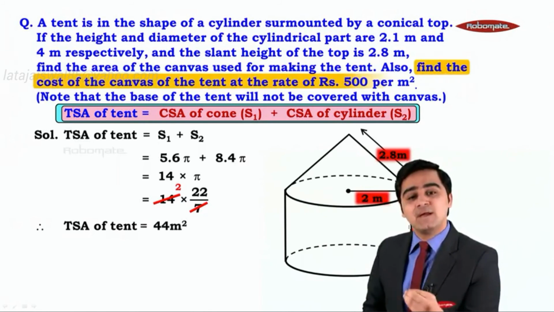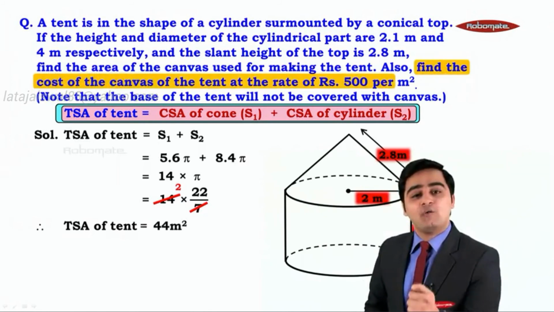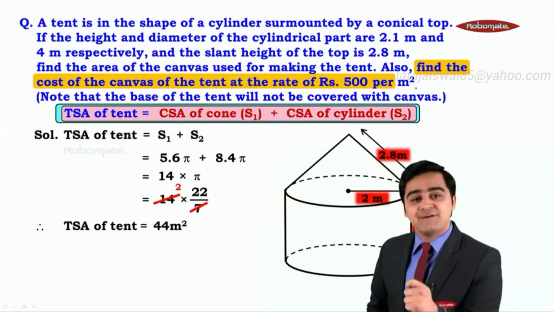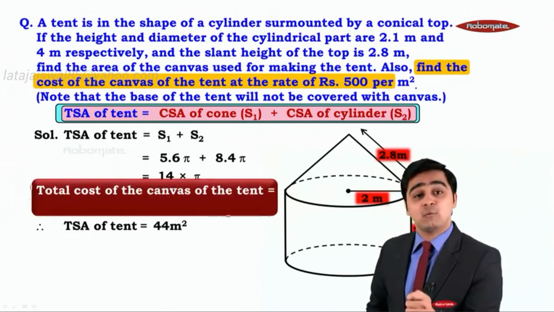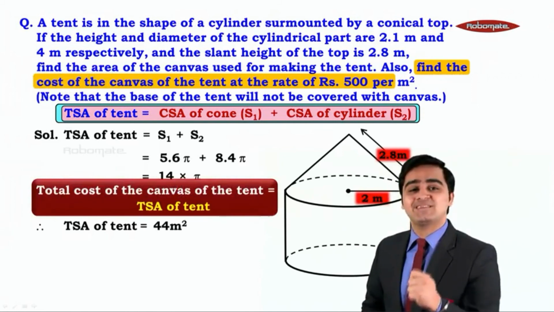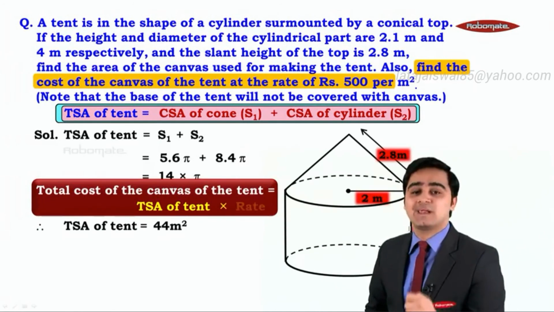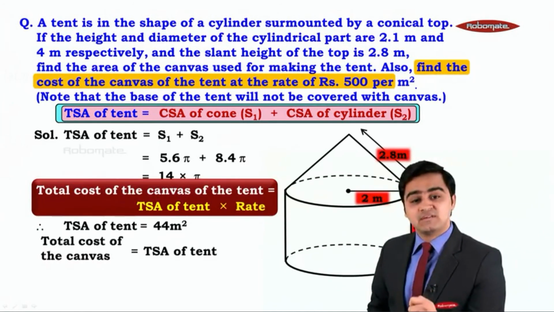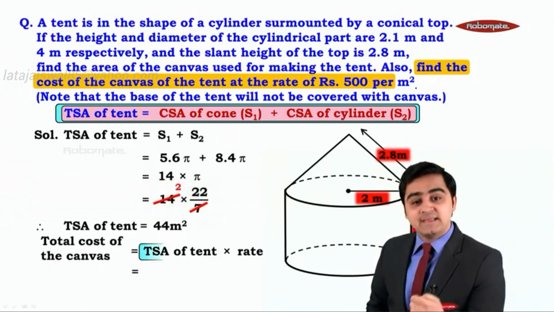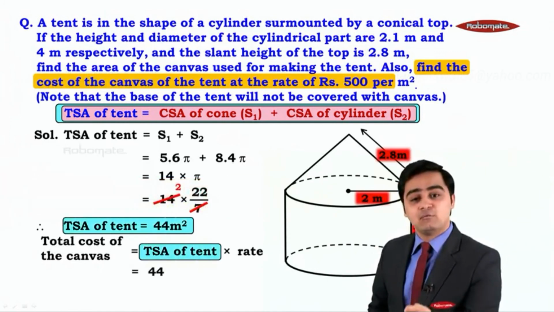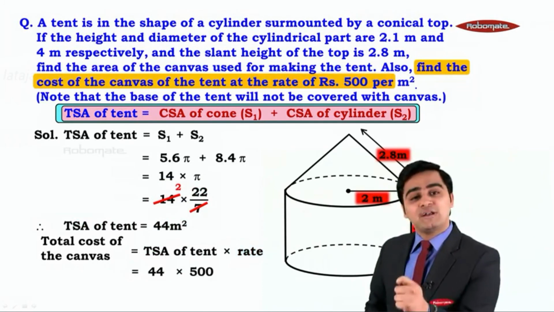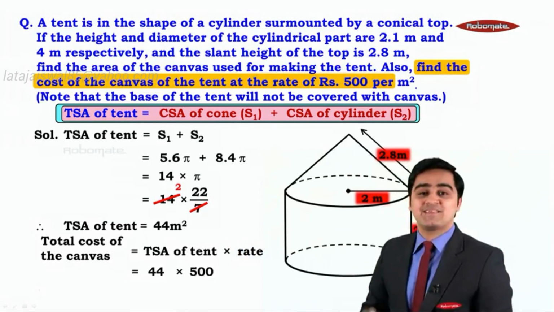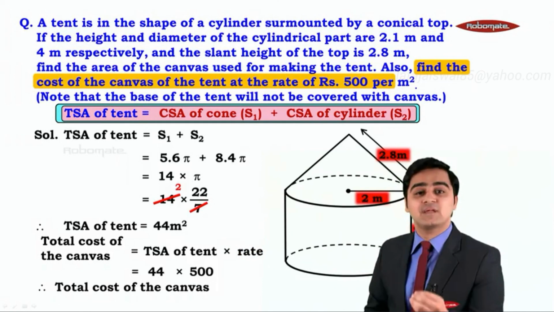Next, it says that find the cost of the canvas of the tent at the rate of rupees 500 per meter square. We can say that total cost of the canvas for making the tent is equal to total surface area of the tent into the rate. Now we have total surface area of the tent equal to 44. So we'll write 44 there. And the rate which is given in the sum is 500. 44 into 500 is 22,000. So we can say therefore the total cost of the canvas for making the tent is equal to rupees 22,000.